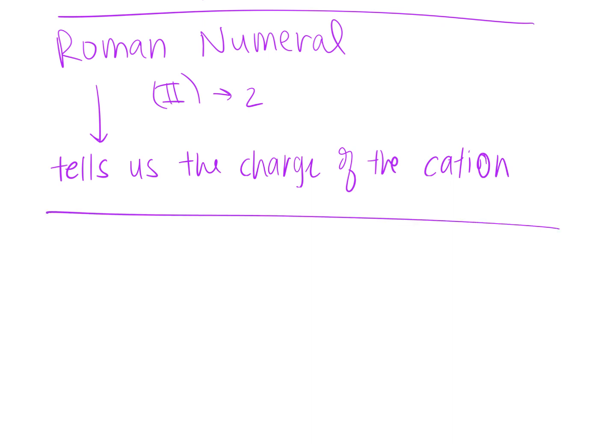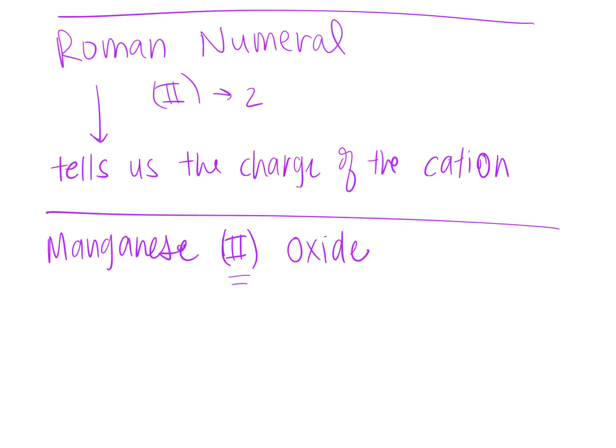Let's say that I wanted the chemical formula for manganese 2 oxide. Manganese 2 oxide. So manganese is not the same as magnesium. Some of us run into that problem, but manganese is right over here, number 25. And the Roman numeral 2 tells us that manganese, Mn, will have a charge of +2. That's all that it's telling us, right? It's giving us an extra piece of information.